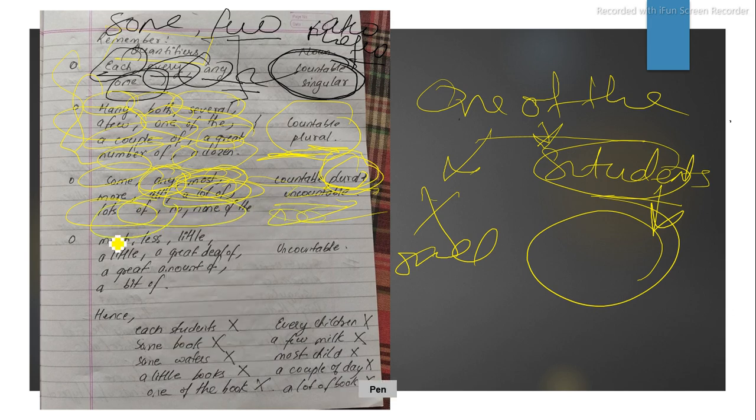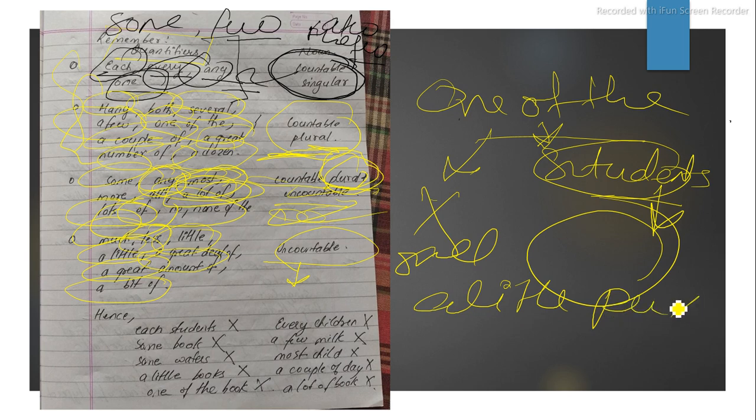Now the last one was uncountable. What are the words which will come before the uncountable? Much, less, little, a great deal of, a great amount of, a bit of. So a little pen will be wrong because pen is countable. So a little water, a little amount of sugar. So these are amount of, a little amount of, great amount of, great deal of, a bit of salt. All these things are uncountable, and these are going to be used with the uncountable.